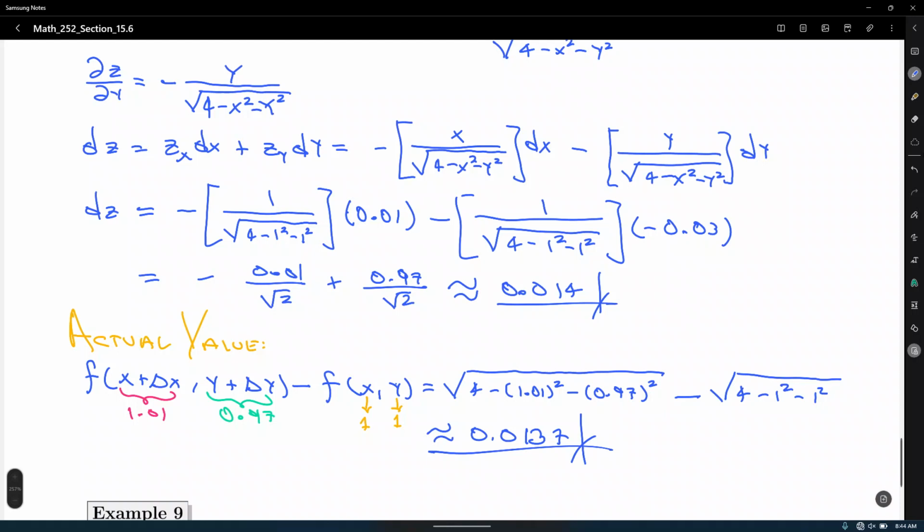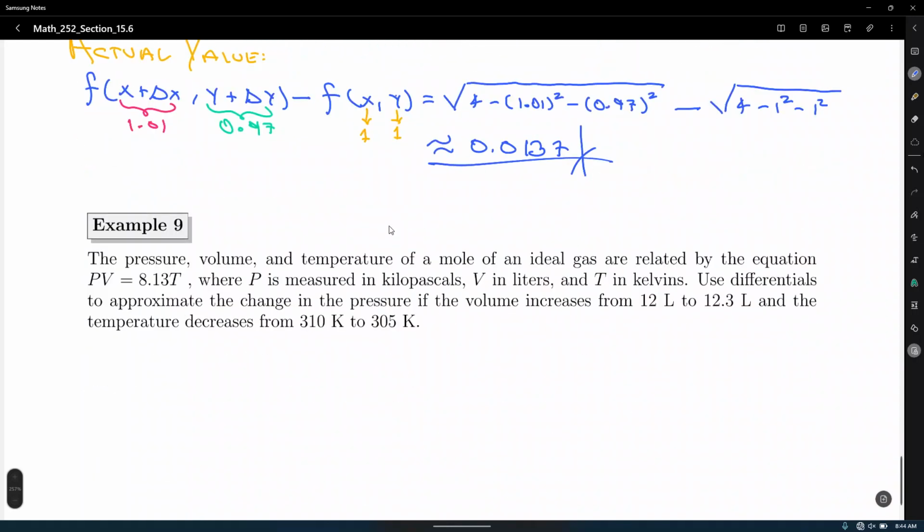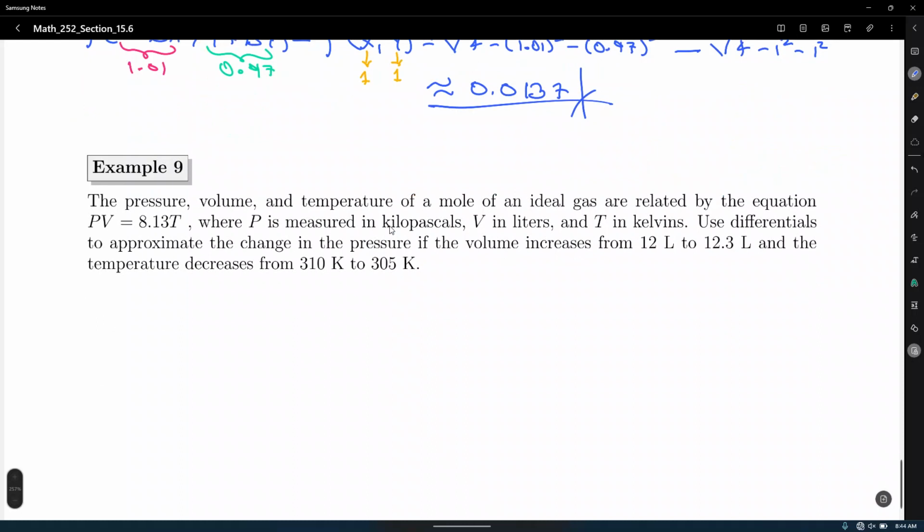All right. Do we have anything else? Oh, another application to chemistry, and let's wrap up this section. Okay. So what do we have? The pressure, volume, and temperature of a mole of an ideal gas are related by the equation PV equals 8.31 T, where P is, again, measured in kilopascals, V in liters, and T in degrees Kelvin.